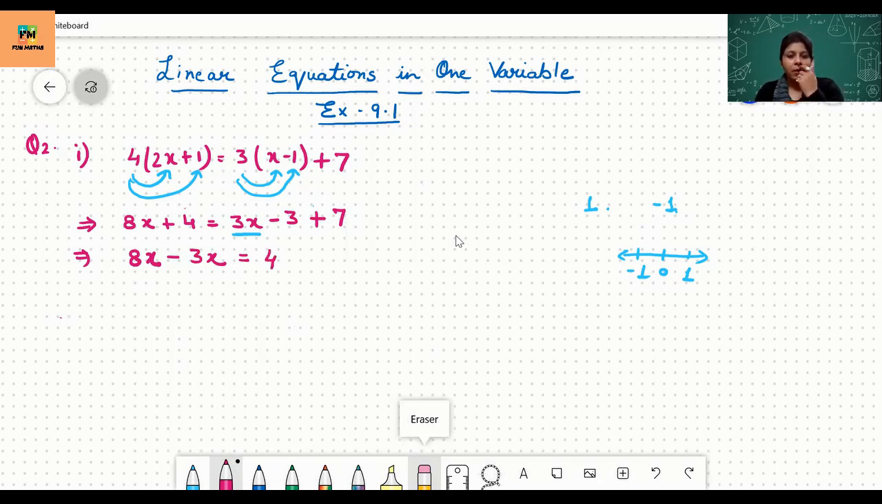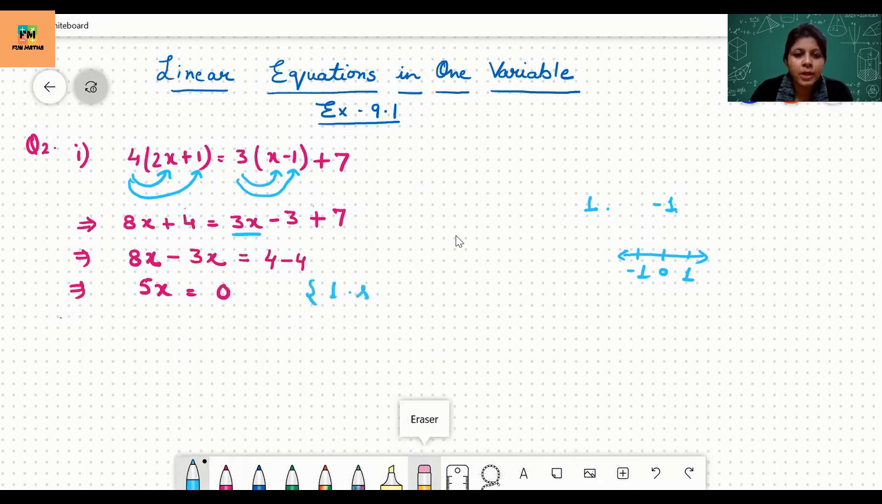Yes. Now if you see on the left hand side, we have one number, that is +4. When we transpose +4 to the right hand side, it would be -4. Yes. Now see, variables on the left hand side, numbers on the right hand side, all the things are sorted. So 8x minus 3x would be 5x is equal to 4 minus 4. We all know 0.